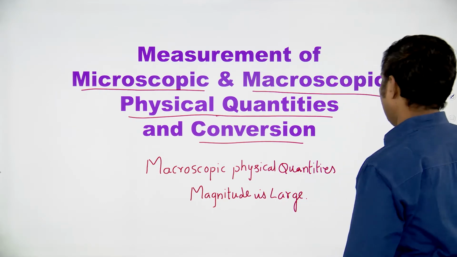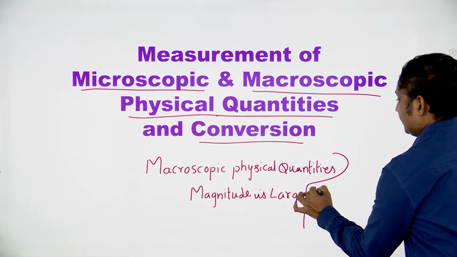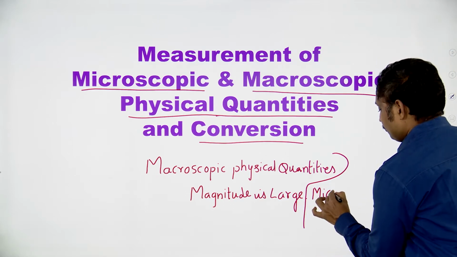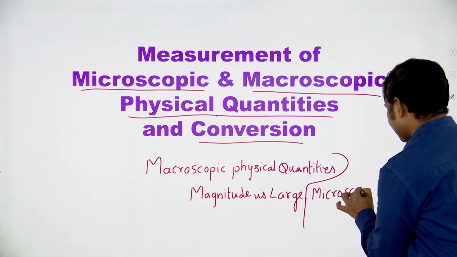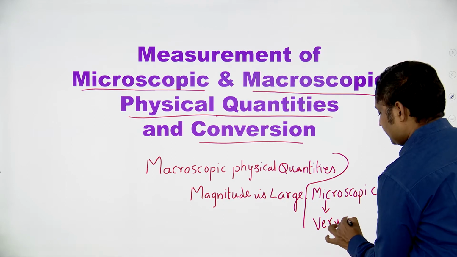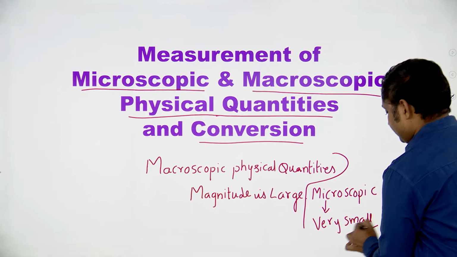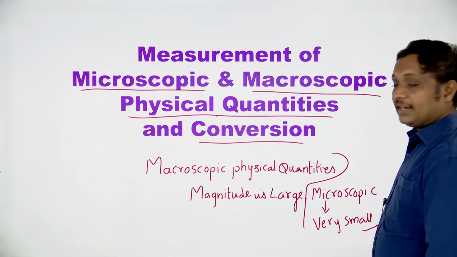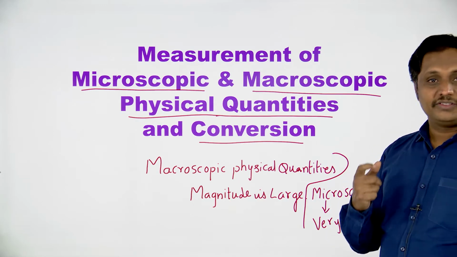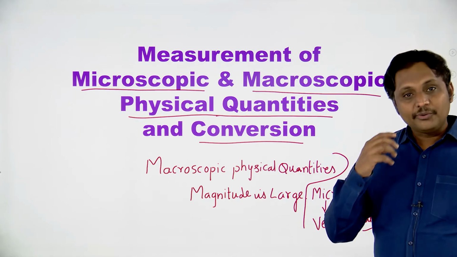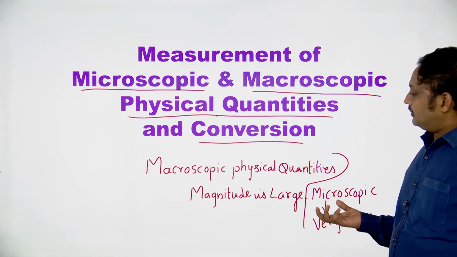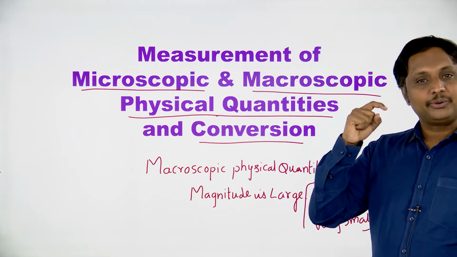Now, if you are going to get microscopic, that means very small. They are going to have a very small magnitude. The macroscopic changes are due to the microscopic changes. What you have observed is that the changes in the physical quantity are mainly due to the microscopic changes.